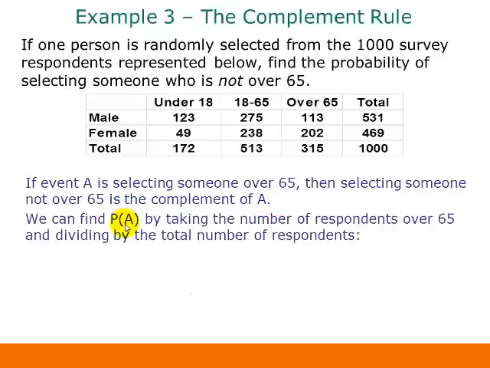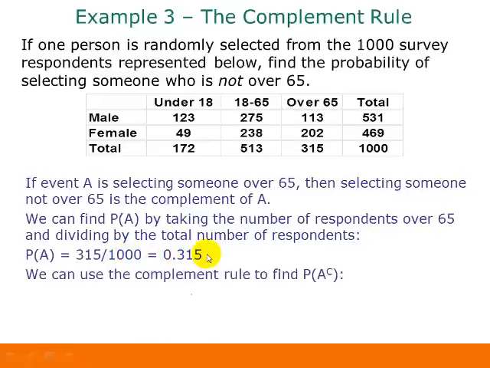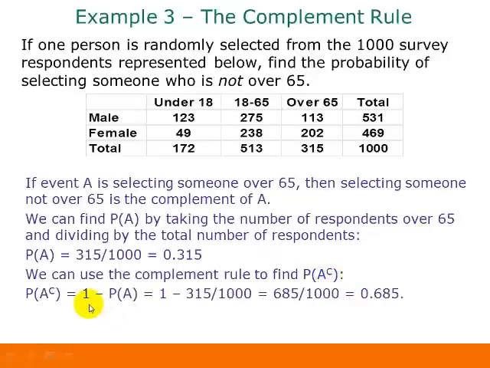We can find the probability of event A by taking the number of respondents over 65 and dividing by the total number of respondents. So we have a total of 315 that are over 65. If we divide that by 1,000, we get 0.315. So then we can use our complement rule to find the probability of A complement, and that says we just have to take 1 minus the probability of A, so that would be 1 minus 315 over 1,000, which would give us 0.685.